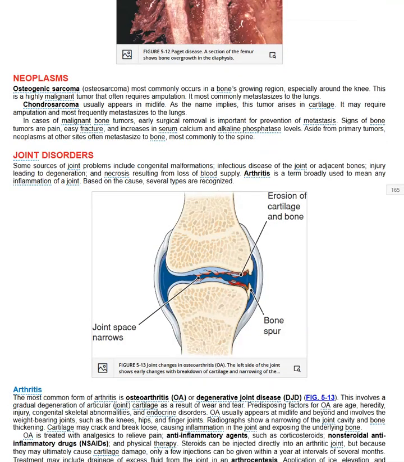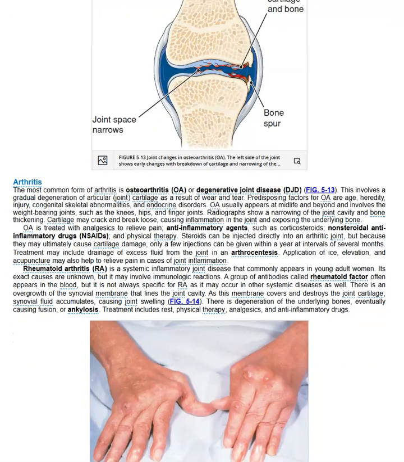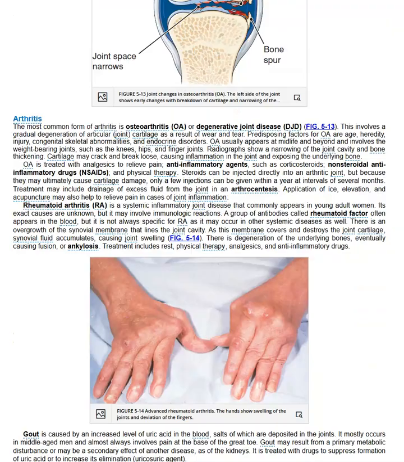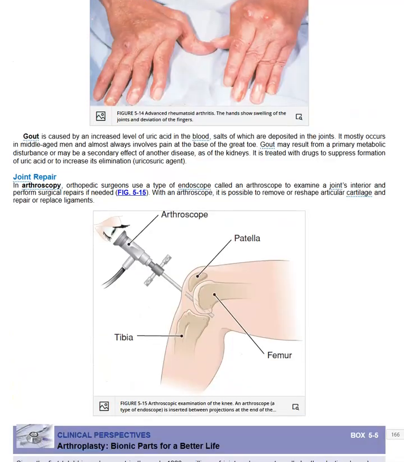Neoplasms, those are never good. Joint disorders: erosion of that cartilage, the joint space narrows just naturally, especially in runners. Runners typically put a lot of pressure on those joints. And again, that popping and releasing of synovial fluid. Good old arthritis comes from inflammation. It can come from side effects. It can be genetic. It can just be wear and tear. There are ways to prevent that.